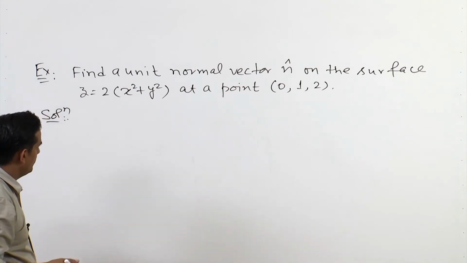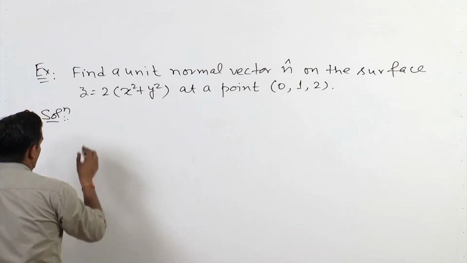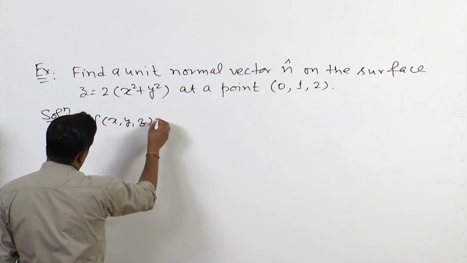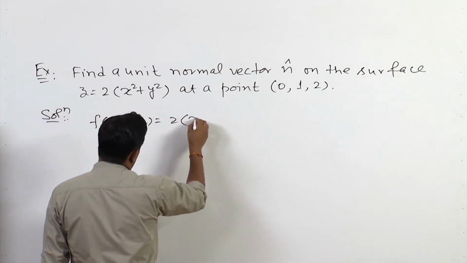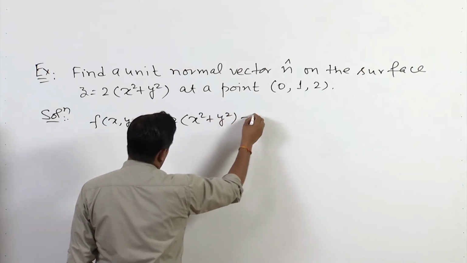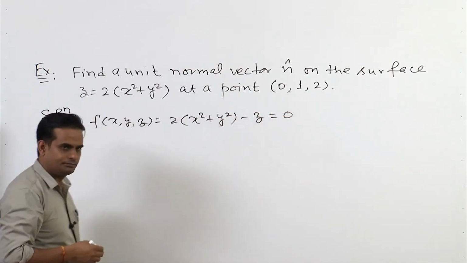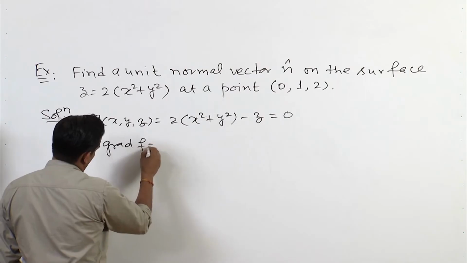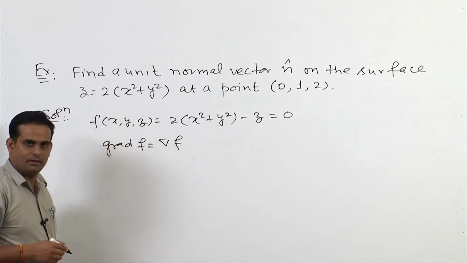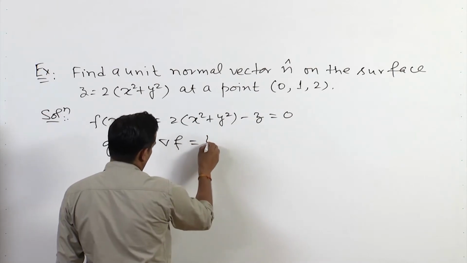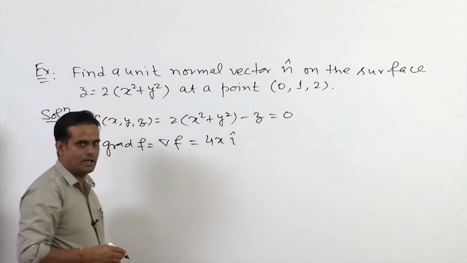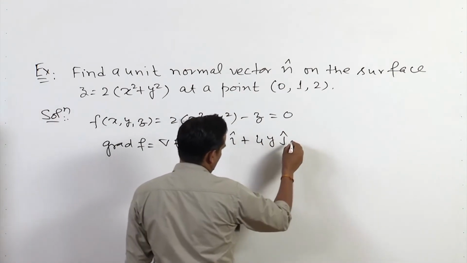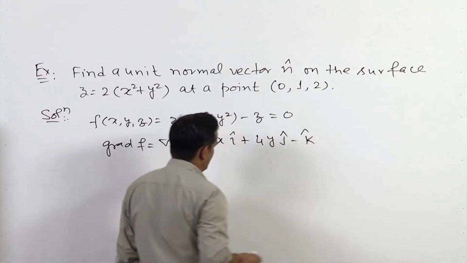So, the solution of this is given as, we can write the surface as f(x, y, z) = 2(x² + y²) − z = 0. Now, we will calculate grad f, that is basically del f, and it will become 4x i + 4y j cap − k cap.